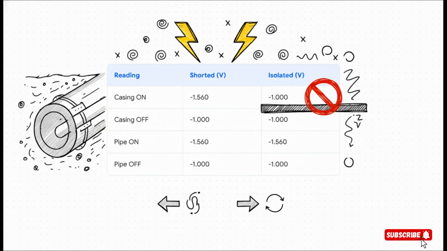They are moving in perfect lockstep, behaving just like a single piece of metal. Now look over at the isolated column. Here, the pipe's on potential is way up at negative 1.560, but the casing is only at negative 1.00. That huge difference is the smoking gun that tells you they are properly isolated and not electrically connected.